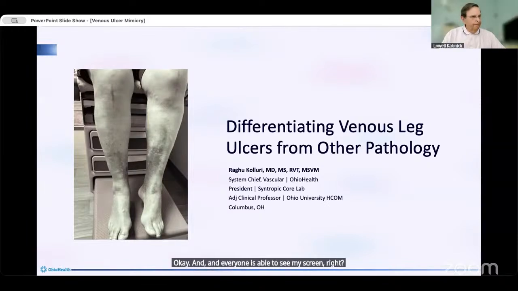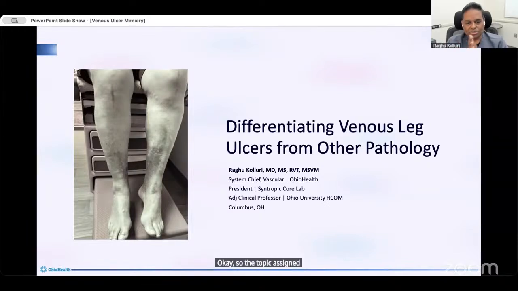Yes. Okay. So the topic assigned to me by Lowell is differentiating venous ulcers from other pathology, and this eventually ended up being a core curriculum paper in the Vascular Medicine Journal. One of my co-authors and friend, Dr. Stephen Dean, is also on this call. I'm eager to hear his perspective. It was a long time making for this manuscript to be published, but we'll talk about that.